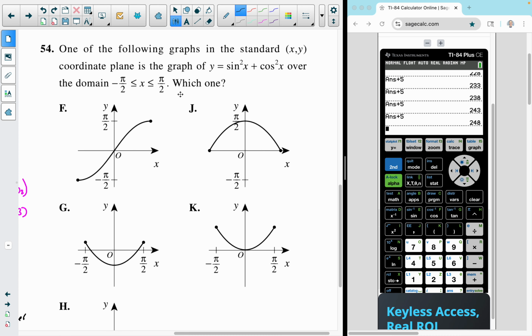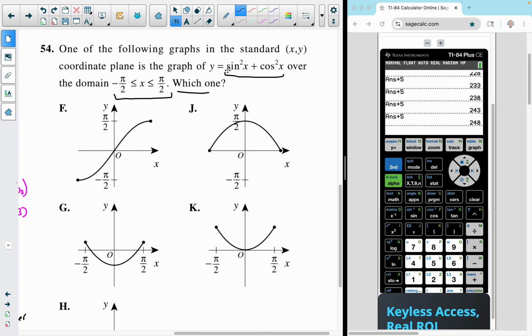54, the question is just which one. That doesn't tell me anything, so let's read the question. One of the following graphs in the standard xy coordinate plane is the graph of y equals sine squared x plus cosine squared x over the domain of negative pi over 2 to pi over 2.